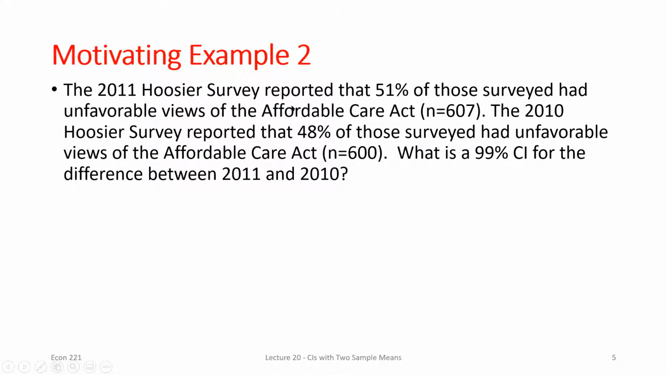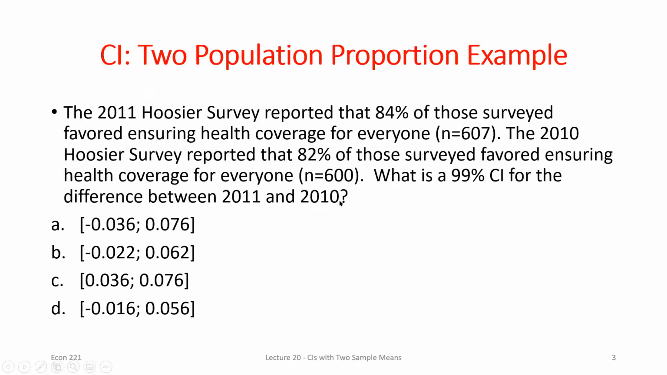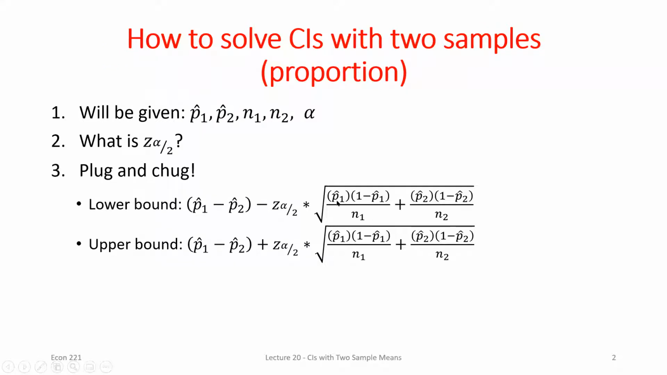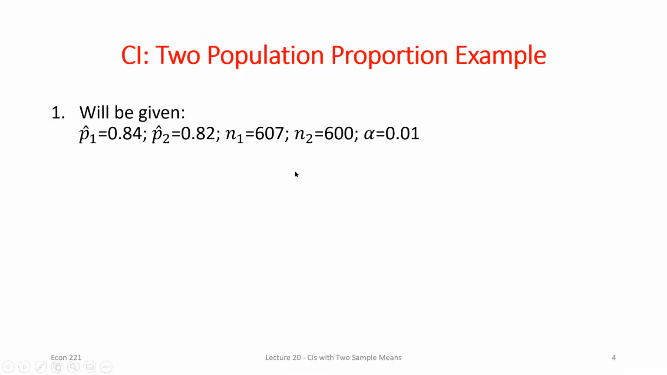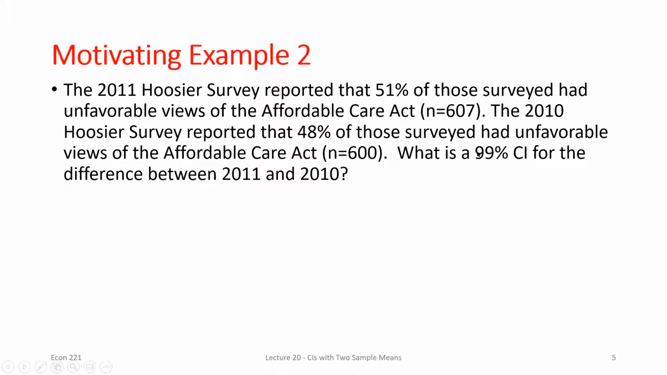So let's say I have that same survey, but I've got the percent of people who have unfavorable views of the Affordable Care Act, right? So we've got 0.51 in 2011, 0.48 in 2010, 600 and 607 are our sample sizes. Those are the only things that we needed for these confidence interval equations. We plug all those values in. The only thing left we need is what z-score gives us alpha over 2 on each side of our confidence interval. So if we look at our problem, our alpha, we had a 99% confidence interval.